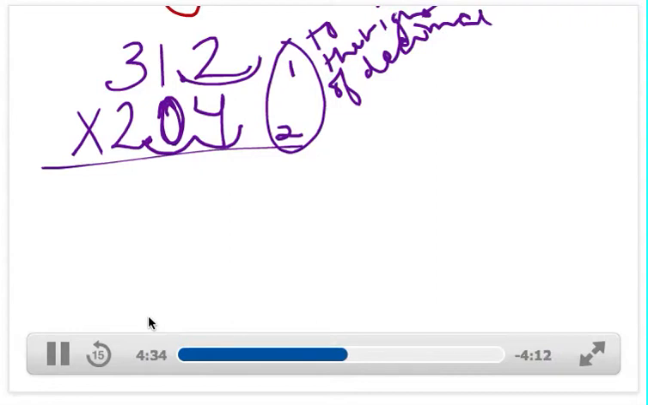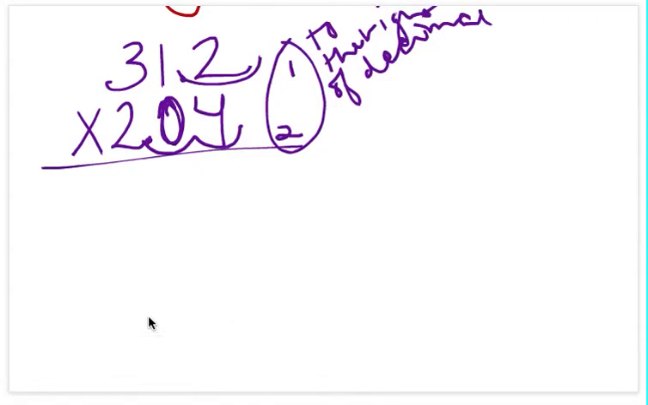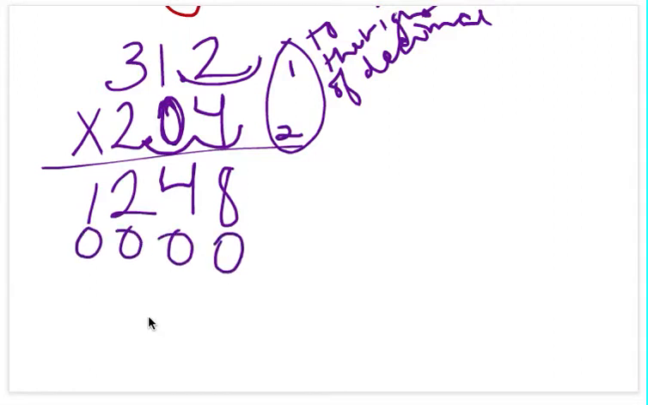When I've calculated it, now we just do our math. 4 times 2 is 8. 4 times 1 is 4. 4 times 3 is 12. And then I'm moving over a space, so that has to be 0. We know anything times 0 is 0. So I've got a line of zeros.